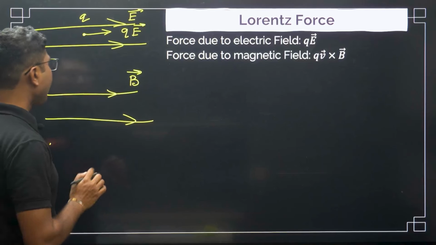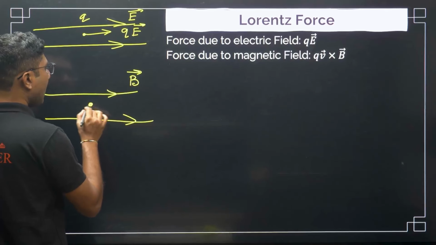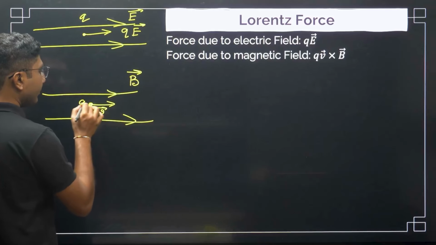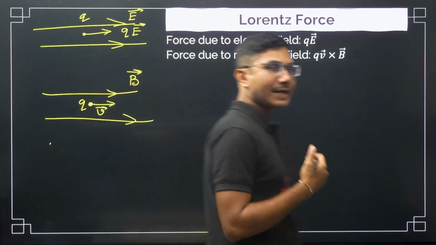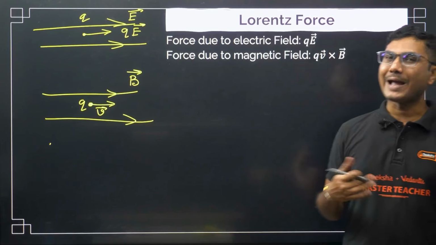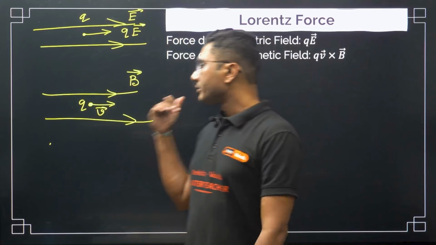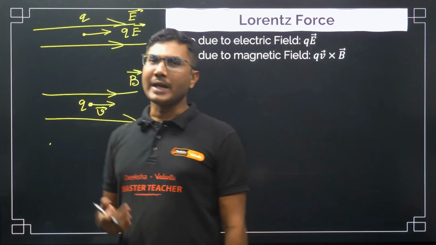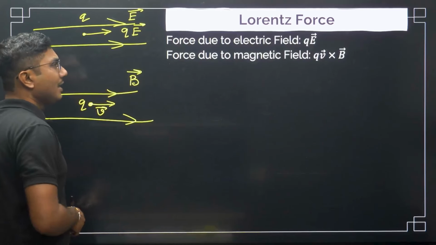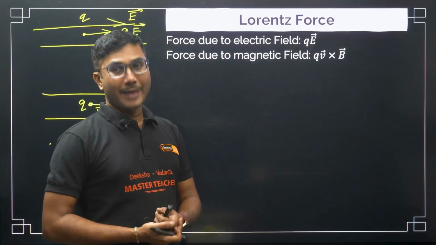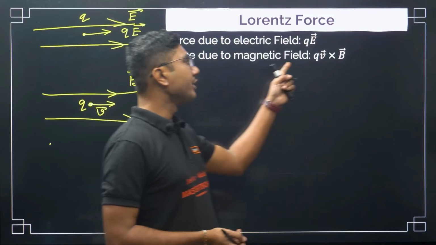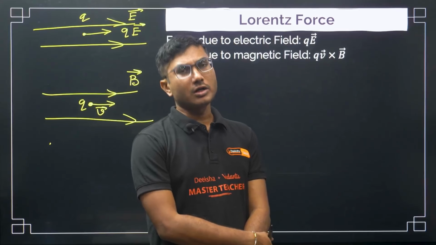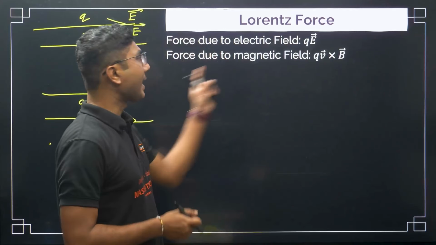Now if you have a charged particle moving with velocity v, we will see in a later part that a static charged particle does not experience magnetic force. So a charged particle moving with velocity v in some direction experiences a force due to the magnetic field given by Q into V cross B. This is called magnetic force.